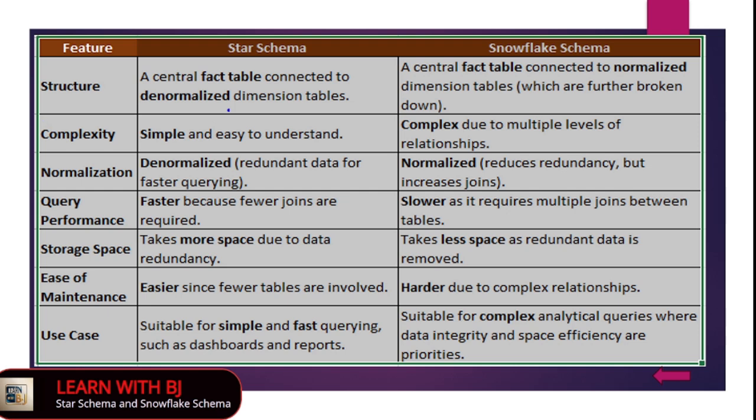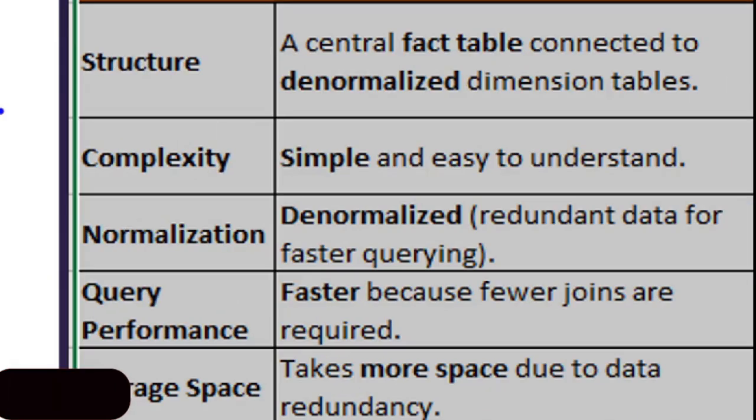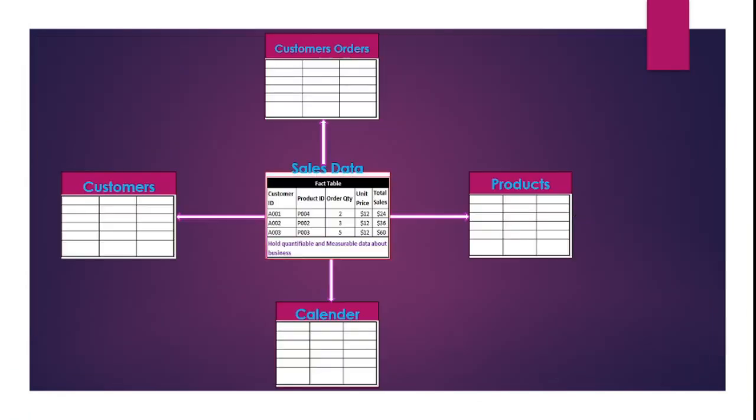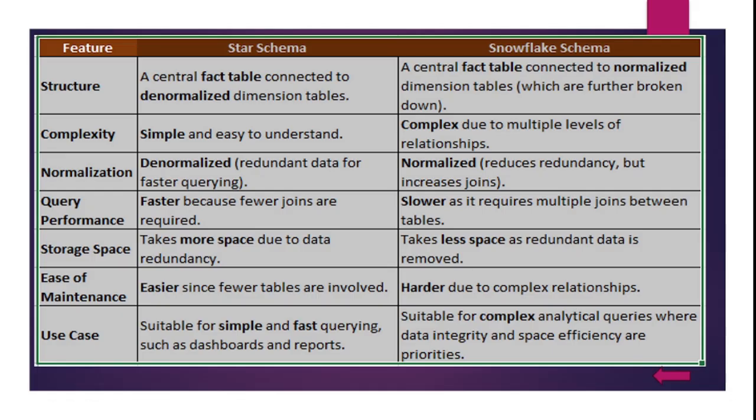So we are saying that star schema is simple and easy to understand. This is self-explanatory. You can easily see that we have a star fact table at the center with dimension tables around it. And then when we go to Snowflake schema, we are saying that it is complex due to multiple levels of relationships. So the multiple levels of relationships are here.